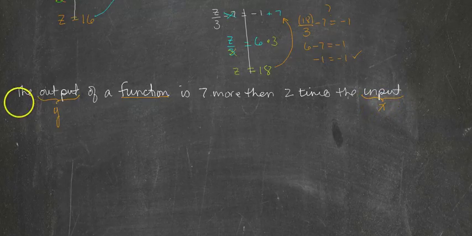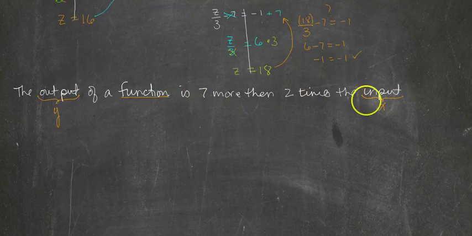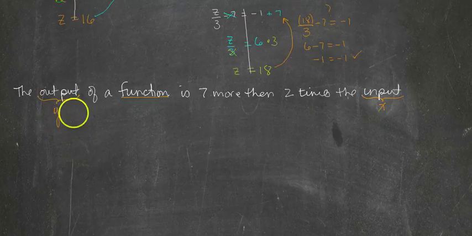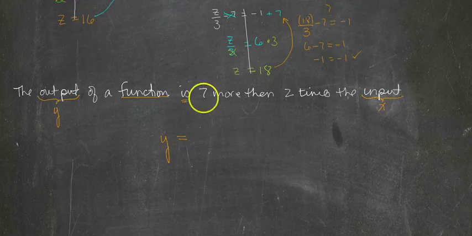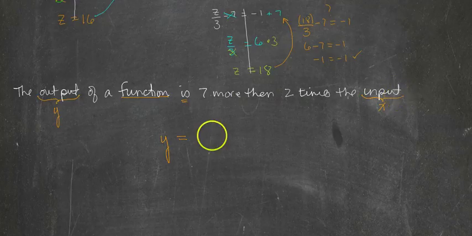Now we're looking at: the y of a function is 7 more than 2 times the x. We can totally write that, right? So the y of a function is, well, this is my equals sign, and so y goes on this side, and then all of this goes on the other side. 7 more than 2 times the input. Well, 2 times the input would be 2x, and 7 more than that would be plus 7.